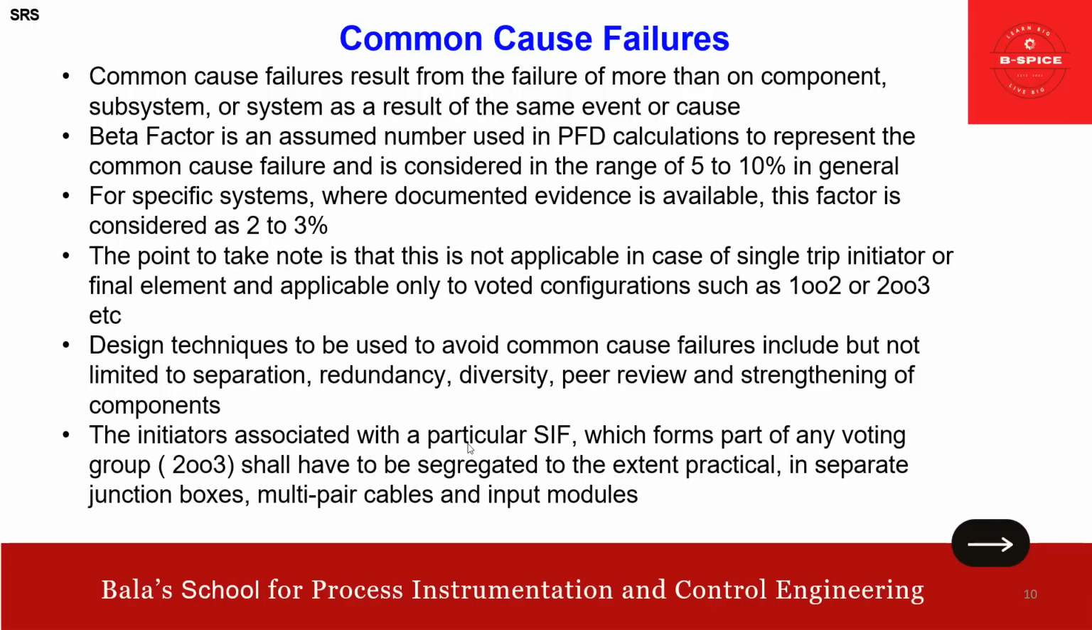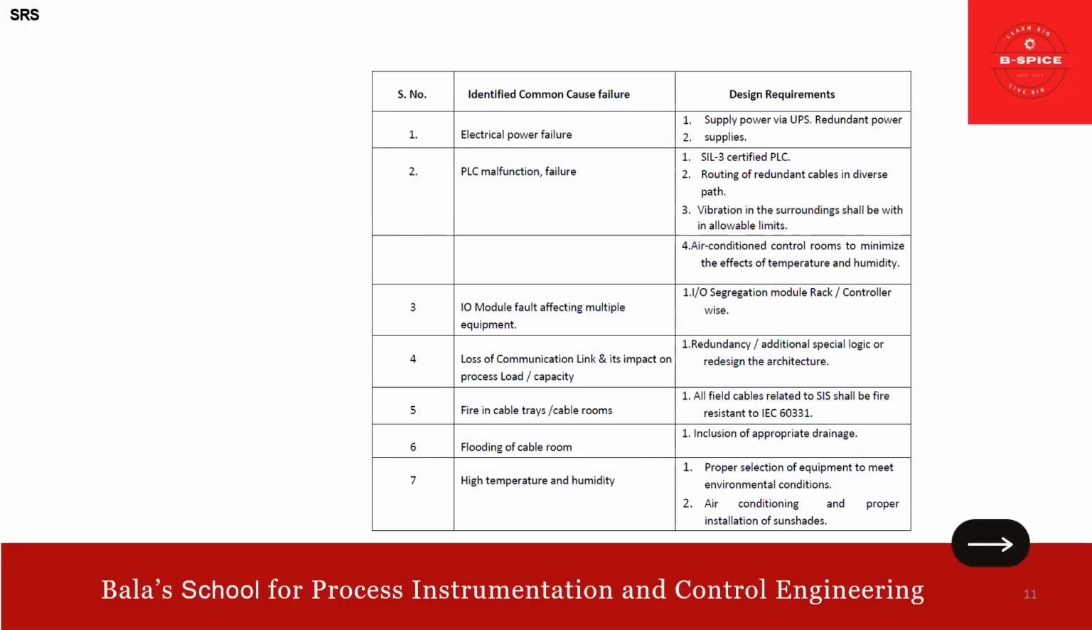The initiators associated with a particular SIF, which forms a part of any voting group, shall be segregated to the extent practical, in a separate junction box, multi-pair cable, and input module. Hope this is clear. The initiator, like the sensor and the transmitter, associated with the particular SIF which forms part of any voting group, 2 out of 3, has to be segregated in a separate junction box, multi-pair cable, and input modules. Okay, friends, so this is about the common cause.